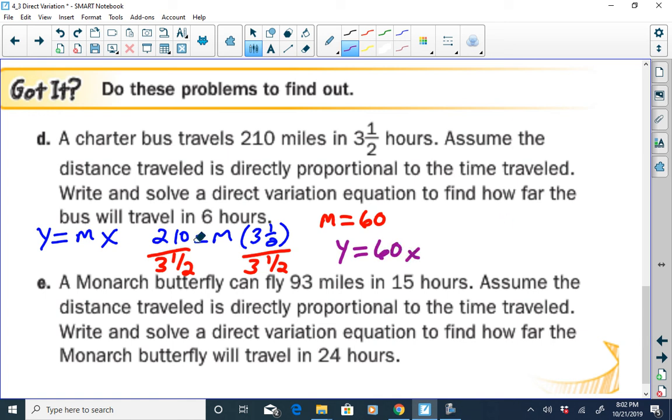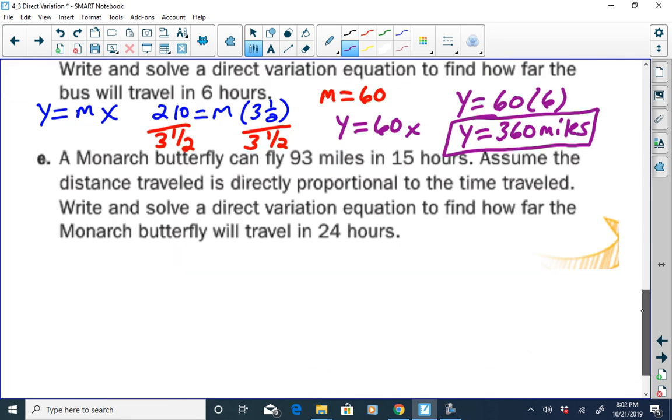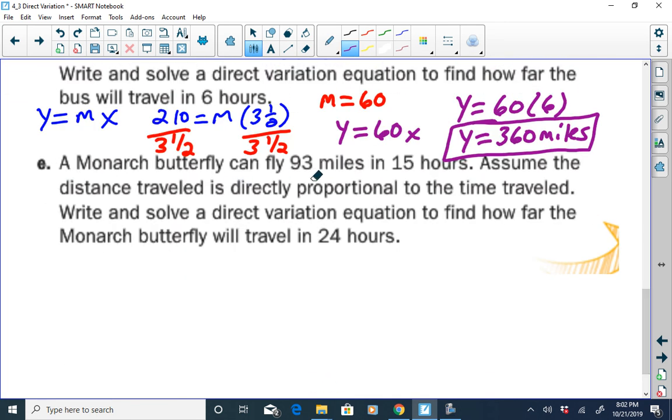To find how far the bus travels in 6 hours, we're going to replace x with 6. So y is going to be equal to 60 times 6, which is 360 miles, how far the bus will travel in 6 hours. All right, last problem. A monarch butterfly can fly 93 miles in 15 hours. Assume the distance traveled is directly proportional to the time traveled. Write and solve a direct variation equation to find how far the monarch butterfly will travel in 24 hours.